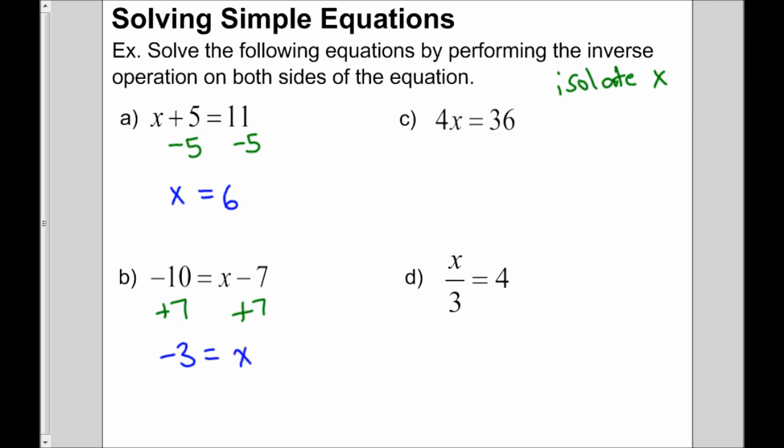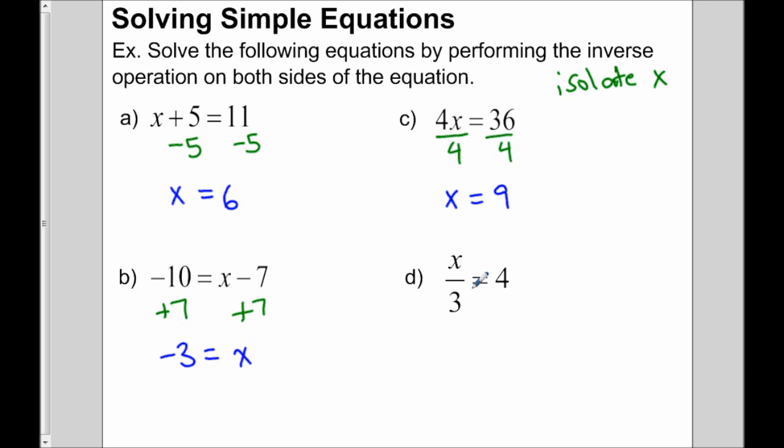Here, 4 times x is equal to 36. So here, 4 is multiplying with the x, so I'm going to do the opposite of multiplying, which is dividing by 4. I'm going to do the same thing to both sides. So x, because 4 divided by 4 makes 1, so I have 1x, I just write x. X is equal to 36 divided by 4 is 9.